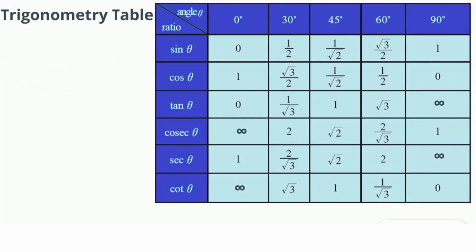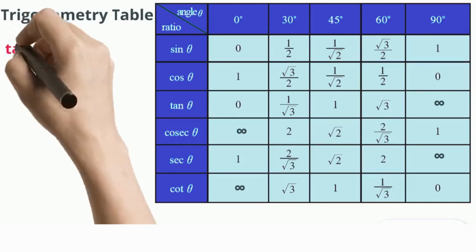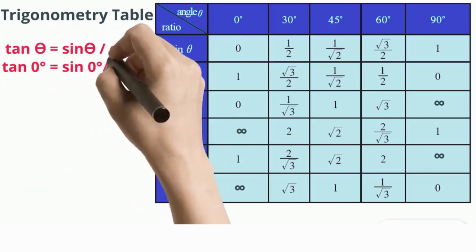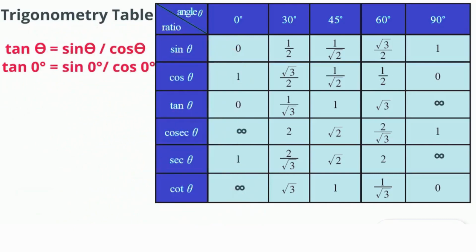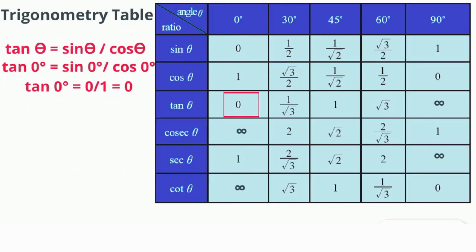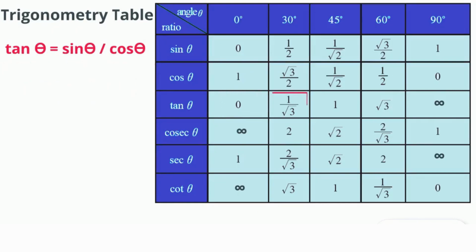Next we are going to see the third line. Tan theta is equal to sin theta divided by cos theta. Tan 0 degrees is equal to sin 0 degrees divided by cos 0 degrees. You have to apply the values. The sin 0 degrees value is 0. The cos 0 degrees value is equal to 1. 0 divided by 1 is equal to 0. Now tan 0 degrees is equal to 0. We have to apply the same concept for the rest of the things.